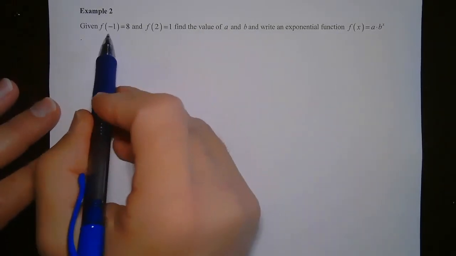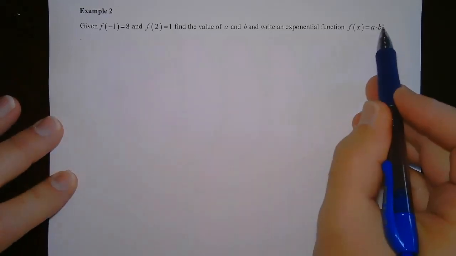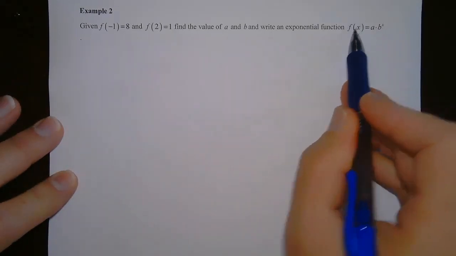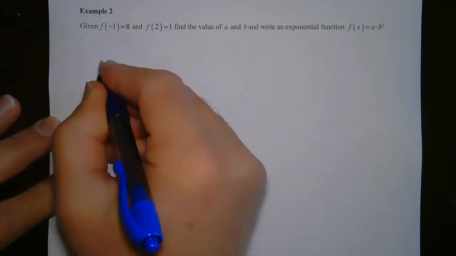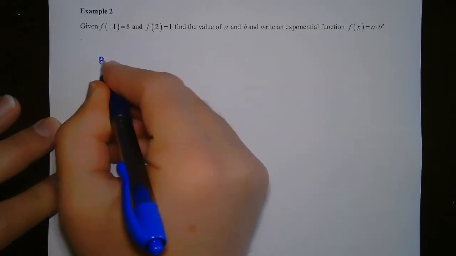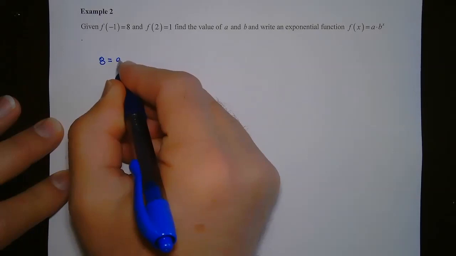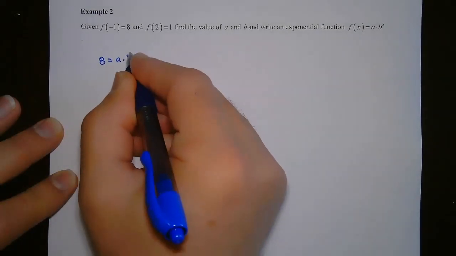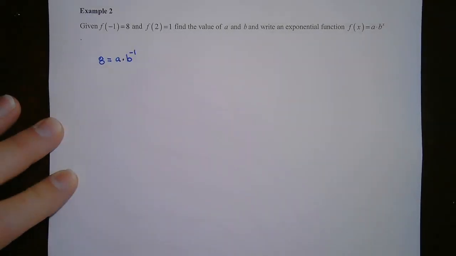But what I know is if I put -1 for this x right here, I know f of x is going to be 8. So I'm just going to start with that. So I know 8 is equal to a times b to the -1 power, okay?